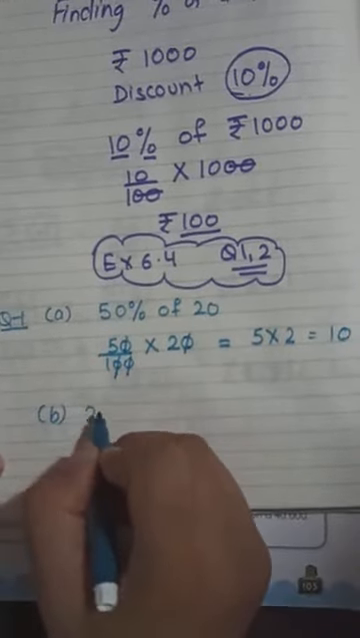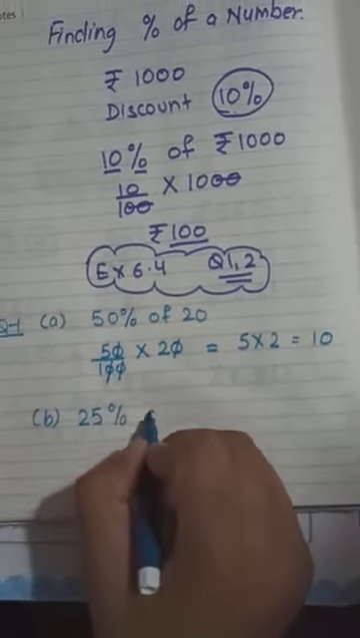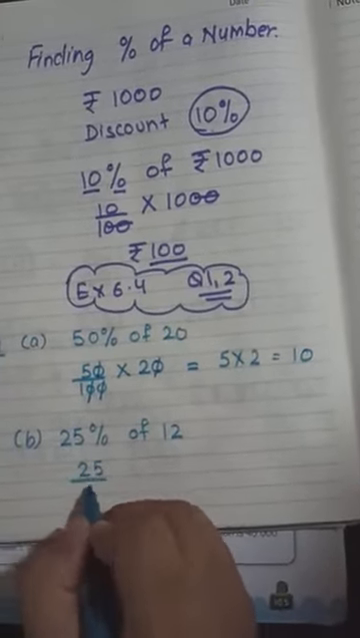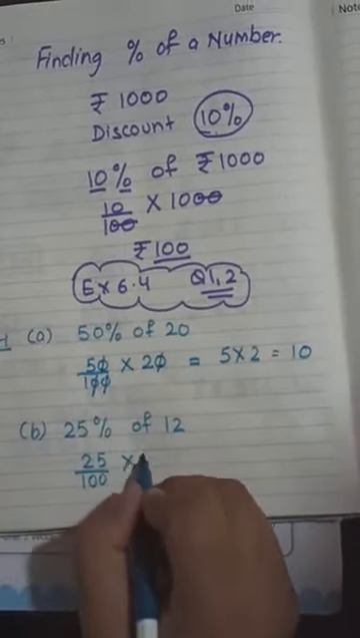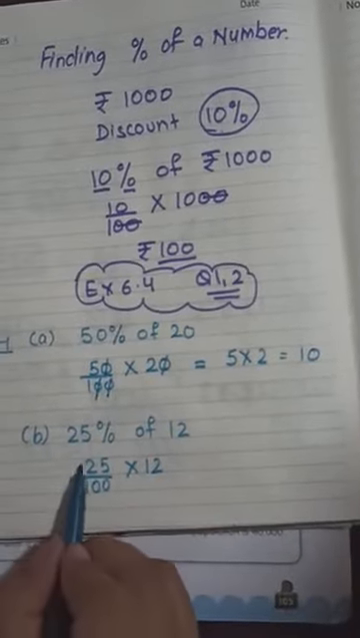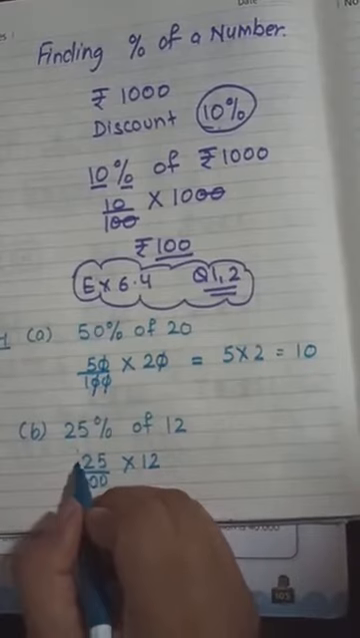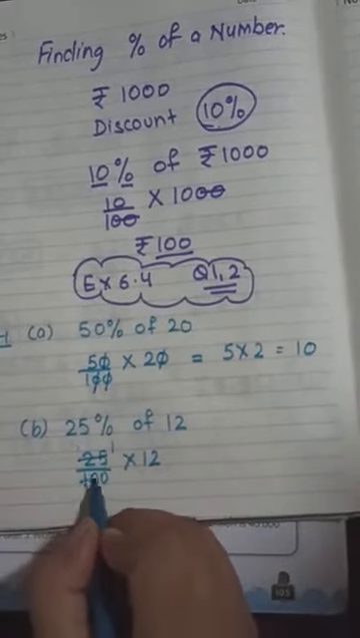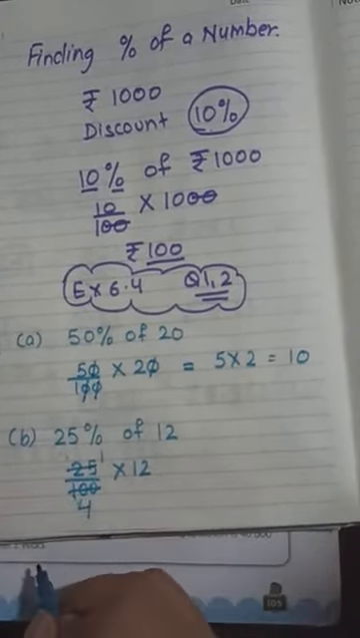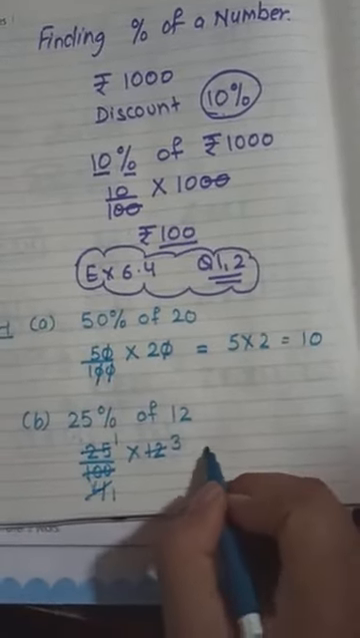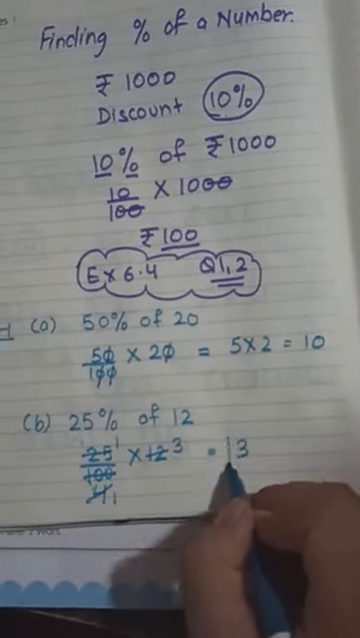So B part is 25% of 12. So this will be 25 upon 100 multiplied by 12. Now 25 and 100, they come in the same table. So 25 ones are 25, 25 fours are 100. Now 4 ones are 4 and 4 threes are 12. So the answer is 3.